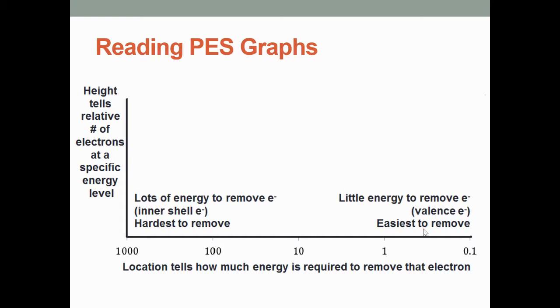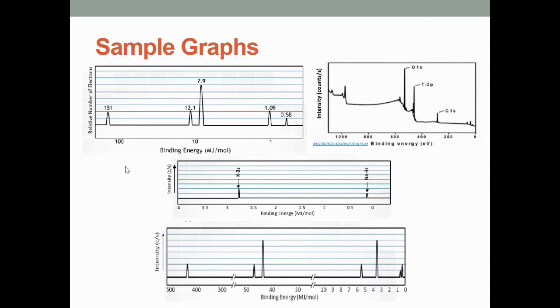So what that means is, on the left-hand side of the x-axis, it takes a lot of energy to remove electrons. So these would be the ones closest to the nucleus, because it's going to take more energy to remove electrons near the nucleus. And on the right-hand side, it takes just a little bit of energy to remove these electrons. These are our valence electrons because they're the farthest away from the nucleus and they have the most shielding. And then the height of the peak on this graph tells us the relative number of electrons on that energy level. So let's take a look at what these graphs look like.